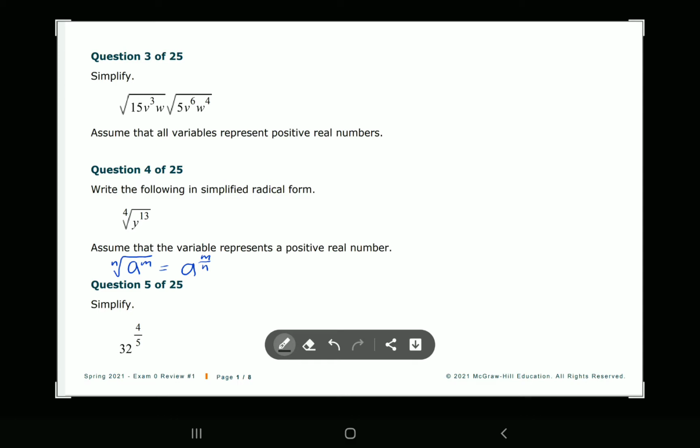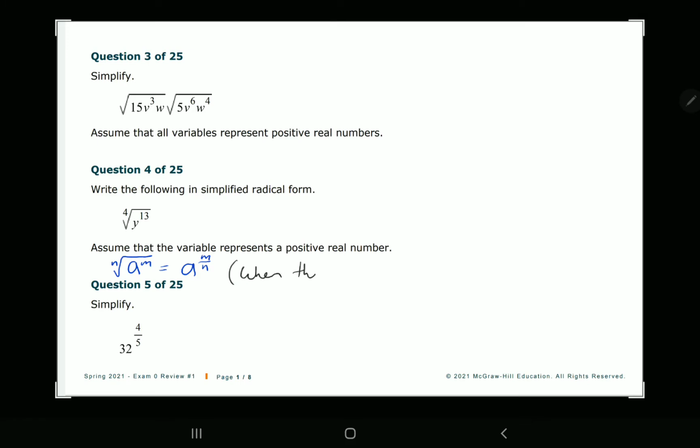We have the 4th root of y to the 13th power. Assume that the variable represents positive real numbers. Okay, for us to simplify this, we want to convert our radical into a rational exponent. And how do you know when to do this? Well, I'm going to write it down here.